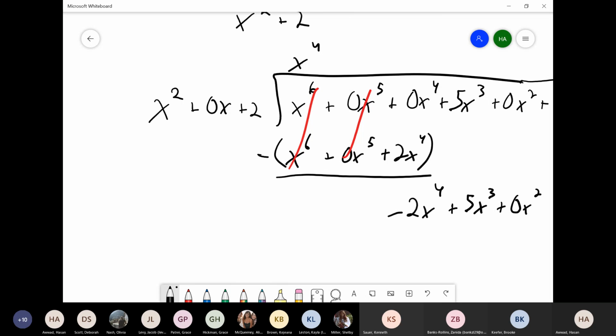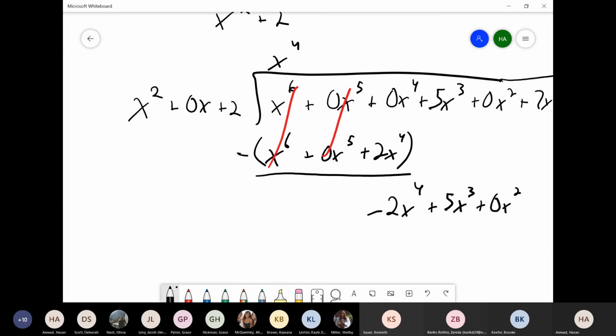Let's see. So Zanita, help me out. Taylor, can you help me out? I want to figure out what I need to multiply by to give me this negative 2x to the fourth. Kayla, if you can help me out. What I want to do is I want to find this negative 2x to the fourth, right? And I know that I need to multiply my leading highest power by something to get there. What do I multiply by?